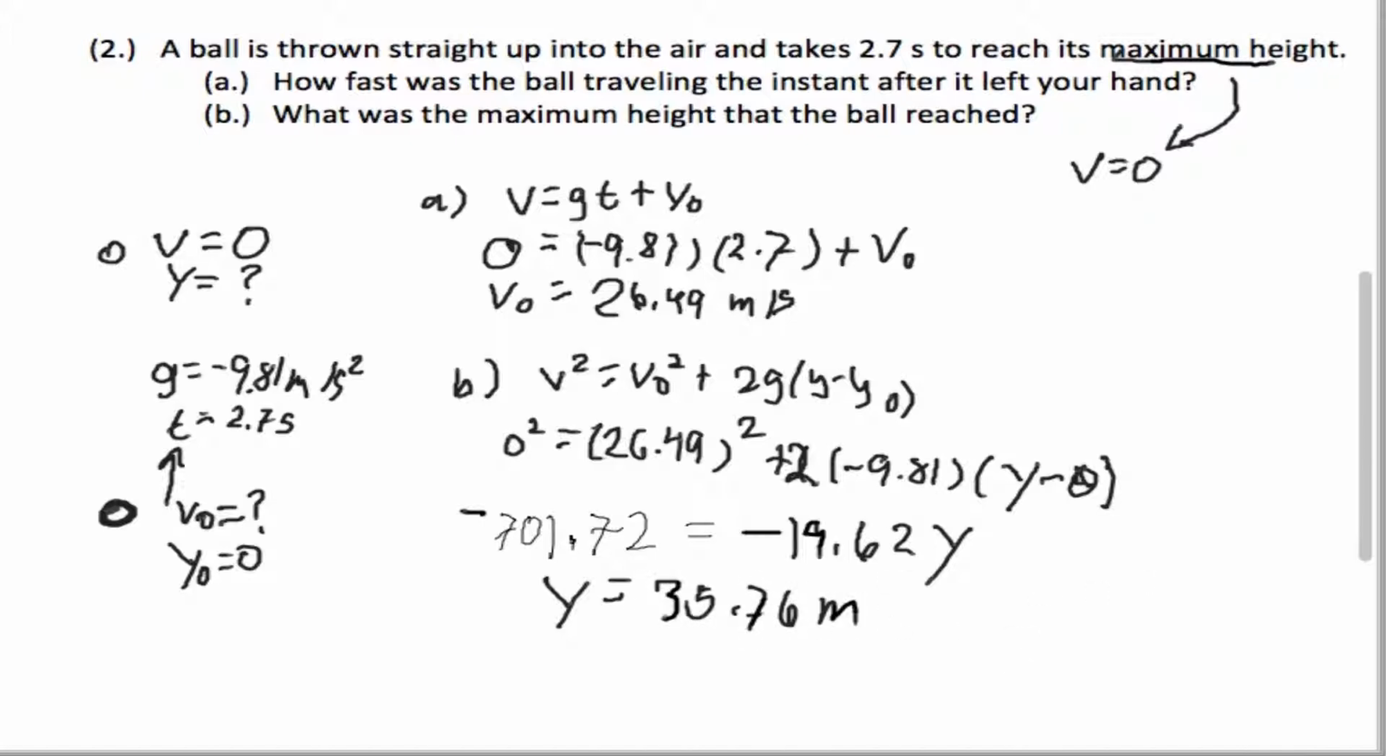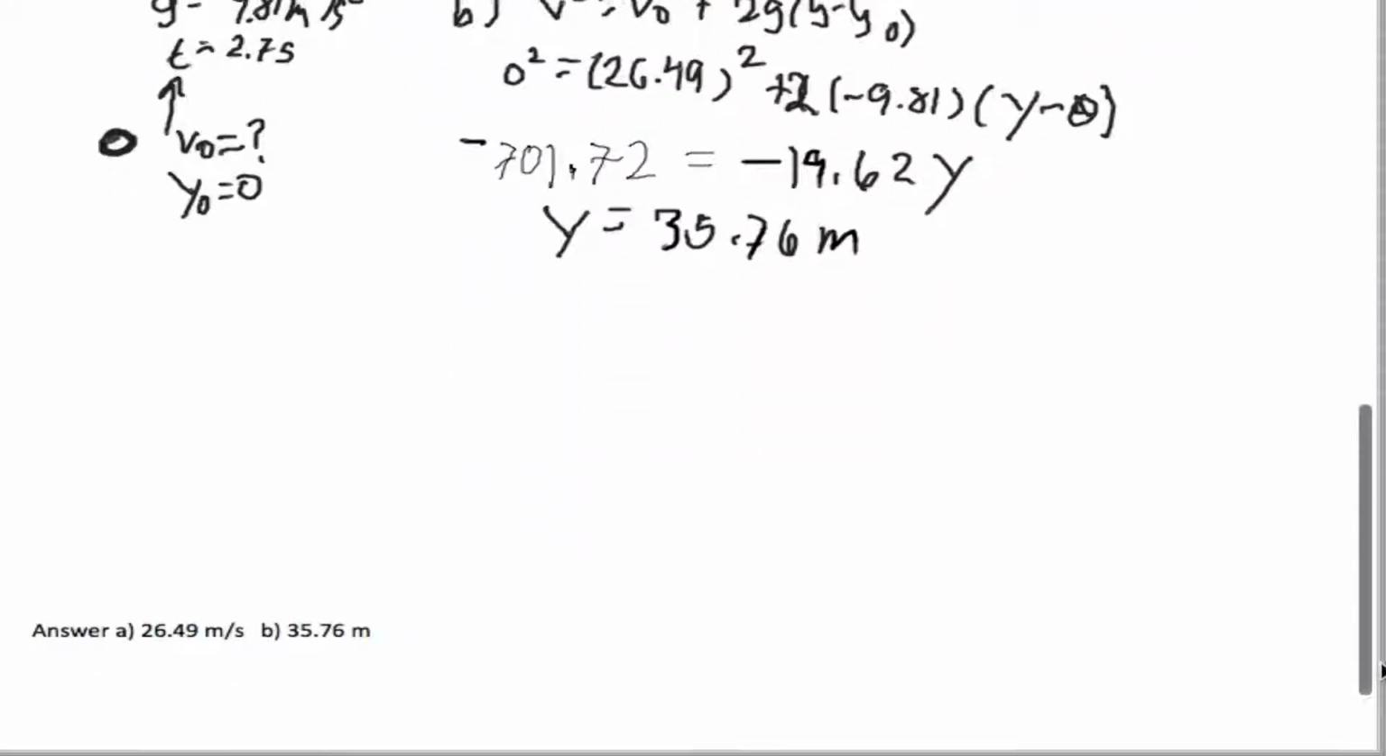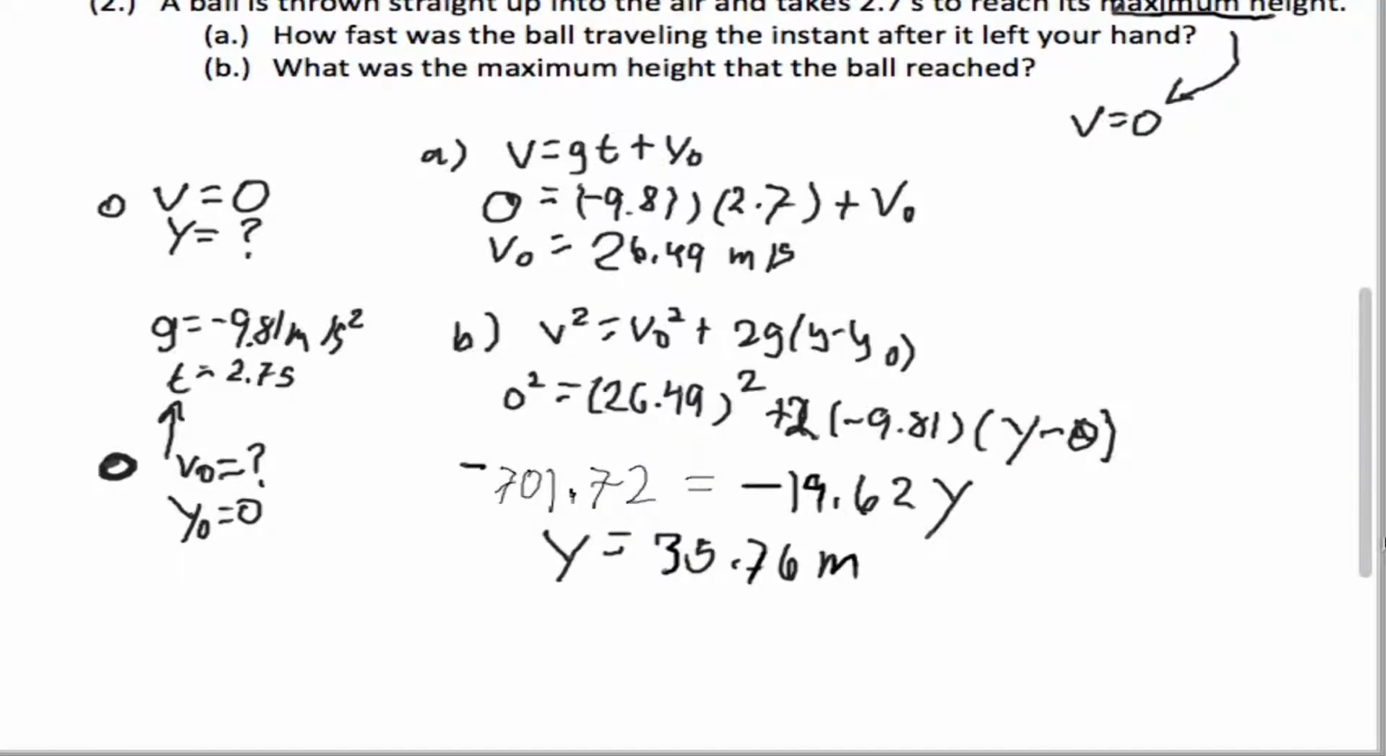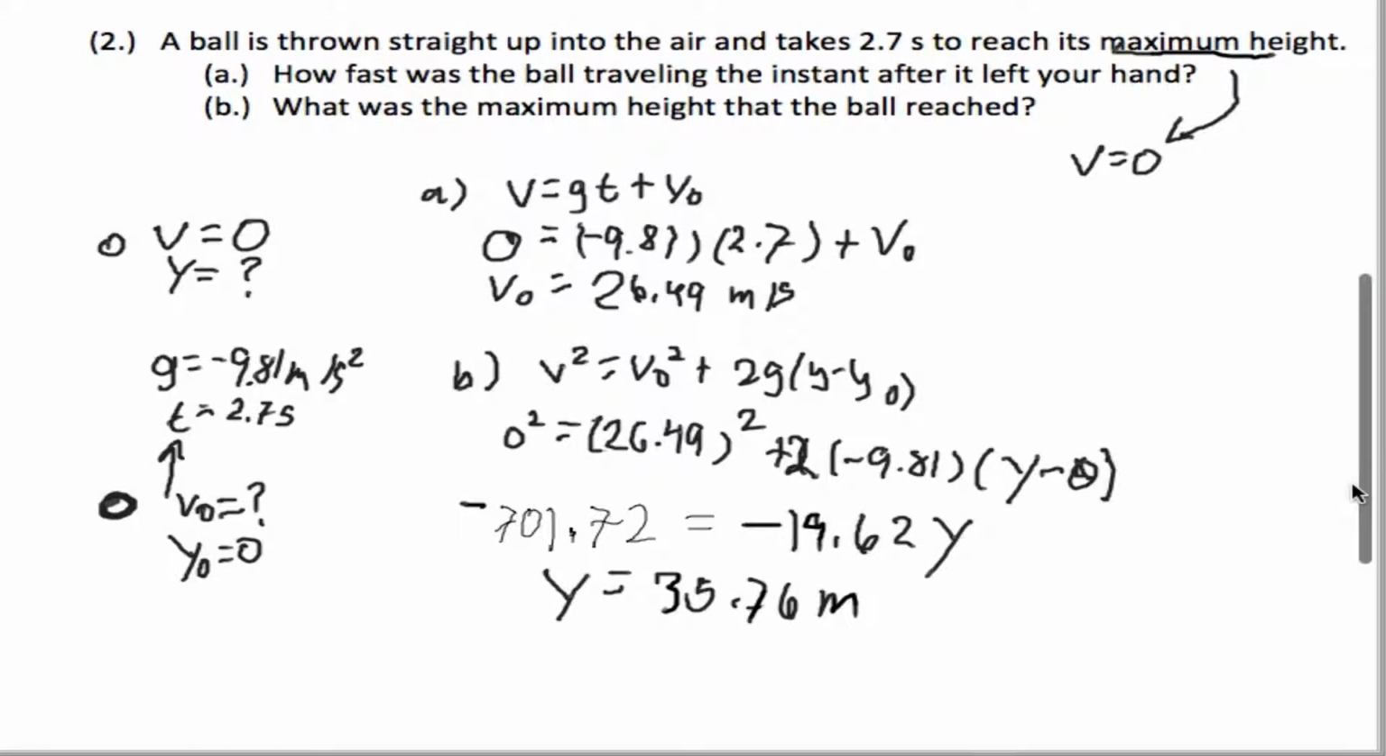I'm just going to check this answer with down below to make sure I got that right. All right, 35.76 meters. So that wraps up number 2. Again, sign does matter. I have a positive y here and I have a positive initial speed because both of those represent something in the upward direction. So we'll continue with number 3 in the next video.